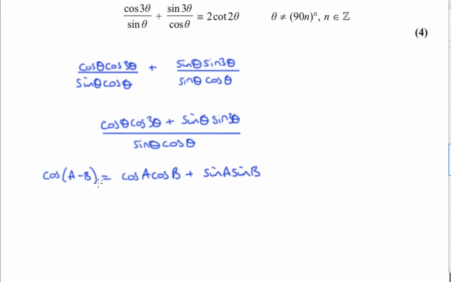So if my A is the 3 theta and my B is the theta, that's exactly what we've got going on here. We've got a 3 theta and a theta, a 3 theta and a theta. So that means that the top is equal to cos of 3 theta minus theta, which is cos 2 theta.